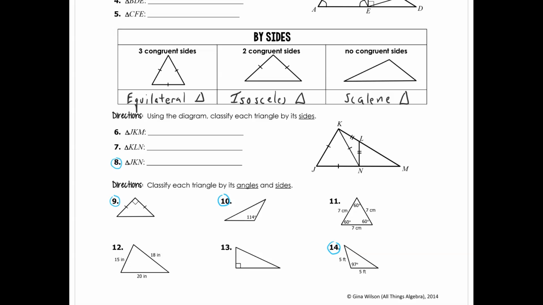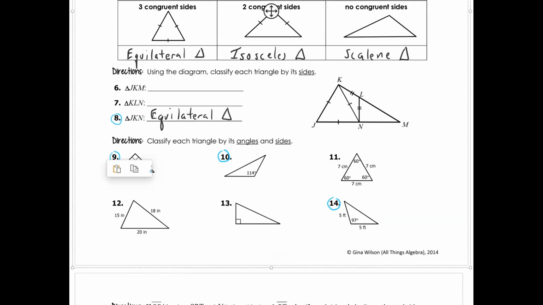All right, so let's just look at one example of these three. Let's look at number 8, at the triangle JKN. So let's find it. JKN, that's the one that has all three sides the same. So that's an equilateral triangle. Equilateral. Okay, easy enough.